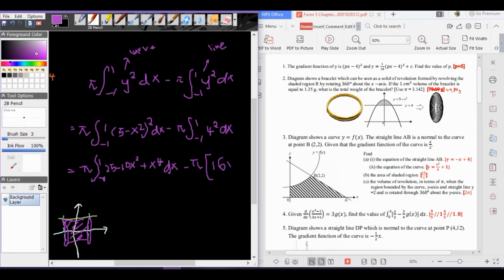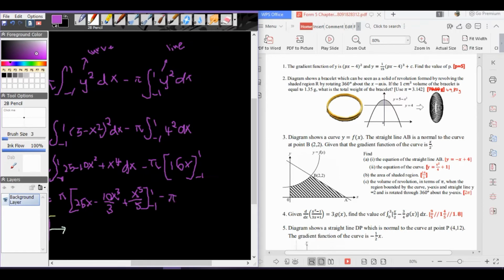And then you have to add x from -1 to 1. Okay, integrate this one. This is 25x minus 10x cubed over 3 plus x power 5 over 5 from -1 to 1 minus pi. Okay, substitute 1 to x here. So you will have 16 minus, substitute -1 to x. So you will have -16.